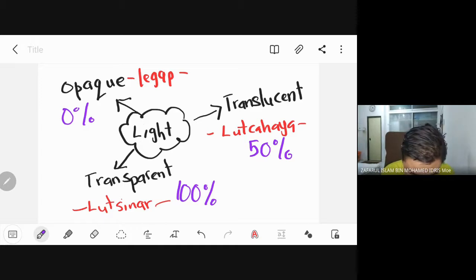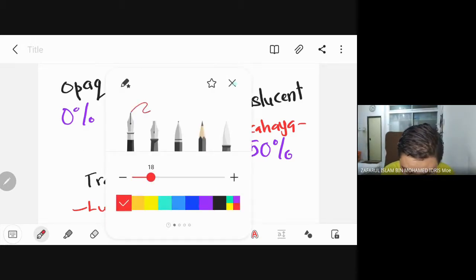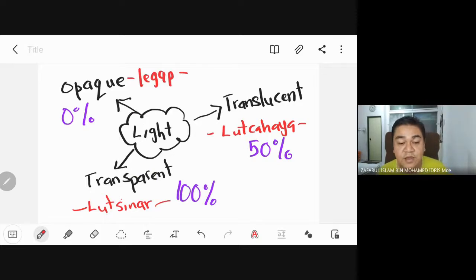That's why kita panggil dia lut sinar. Maknanya, dia boleh menembusi. Contoh, the example of transparent object is cermin. Cermin yang contoh cermin kereta. Cermin kereta tu we call it transparent object because of what? It allows the light to go through it, to pass through it, 100% of light semua.